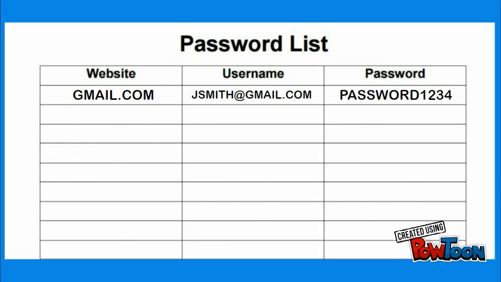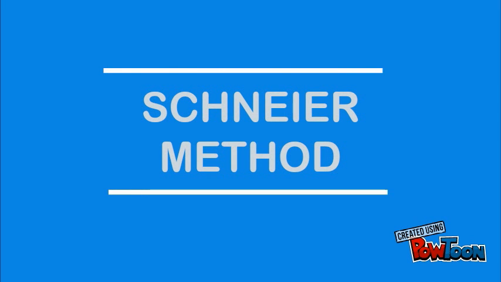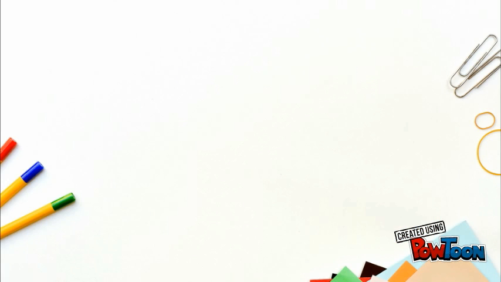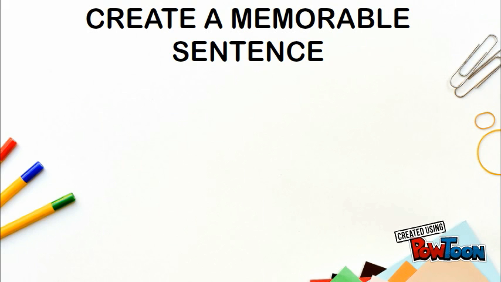Now that you have all of your account information organized, it's time to create unique passwords for all of your accounts, and the best way to create passwords that don't use words or personal information is by using what is known as the Schneider method, which we will be learning in this tutorial. The Schneider method has you take a memorable sentence and turn it into a password.